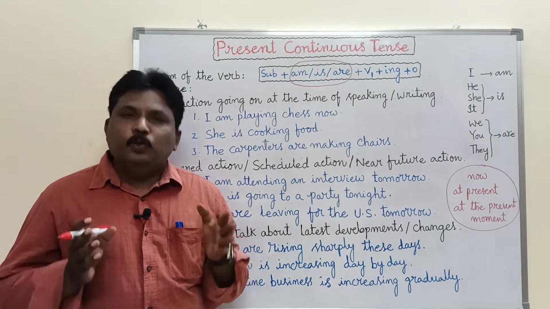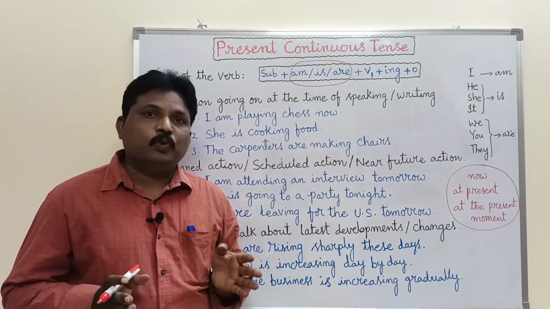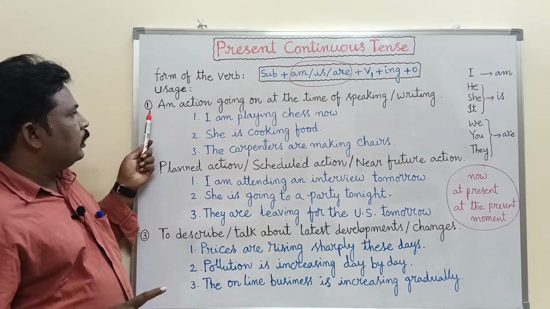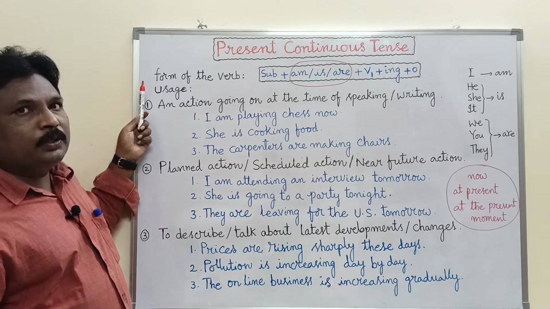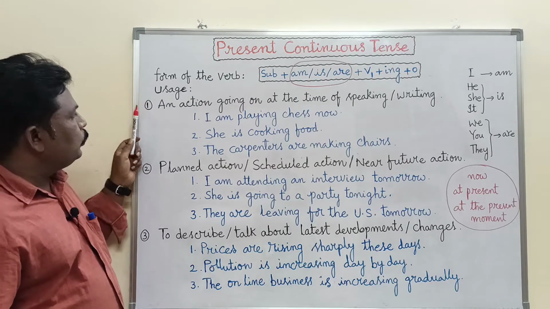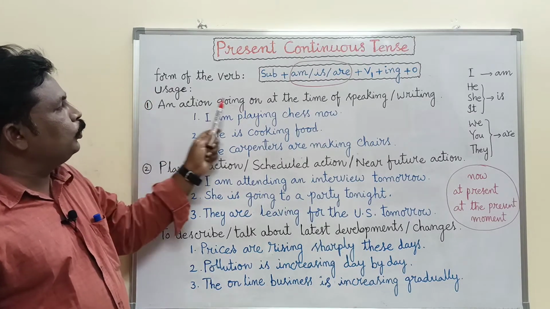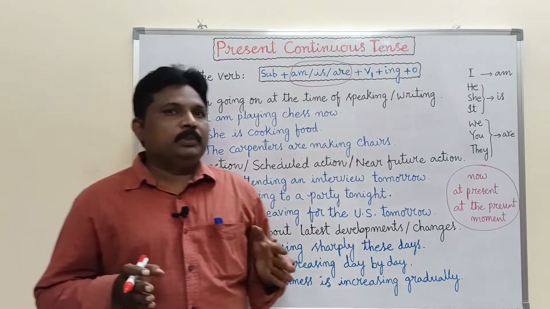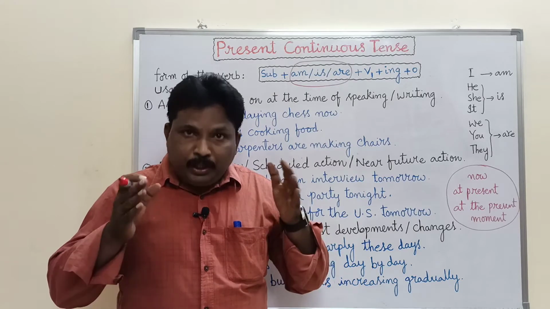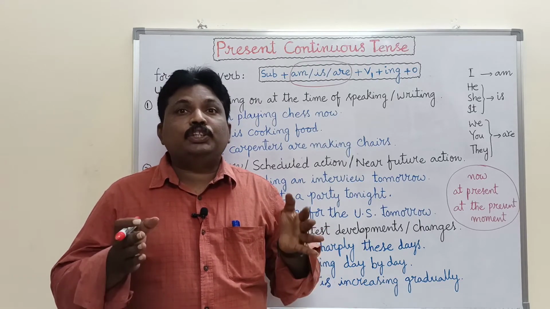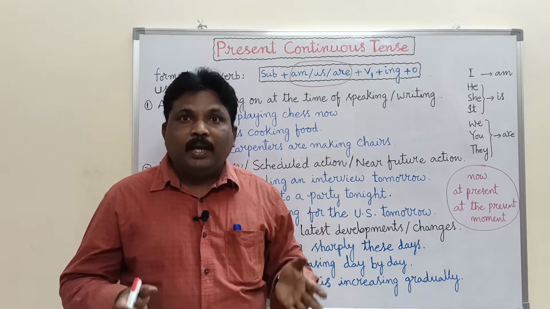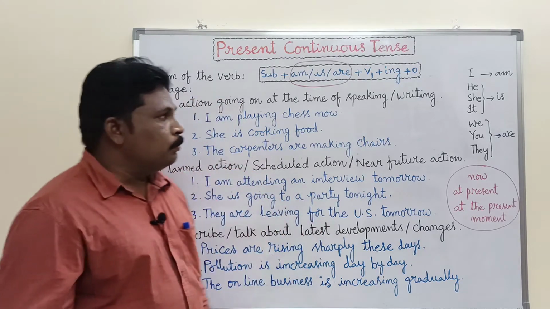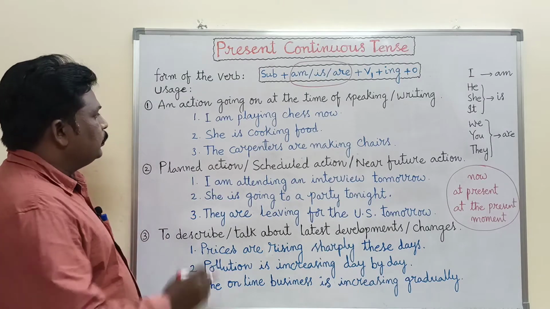Next, coming to usage. What are the occasions where present continuous tense is used? Look at the first one. Present continuous tense is used to express an action going on at the time of speaking or writing. Remember, if an action is happening now, if an action is in progress now, at the time of speaking or writing, present continuous tense is used.